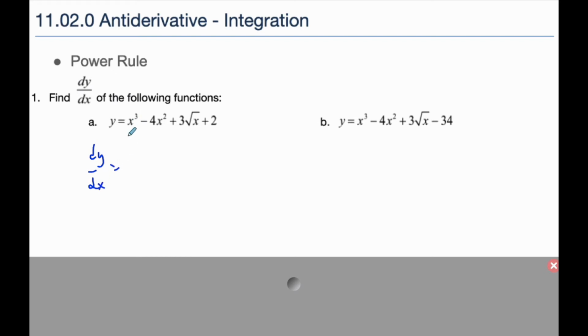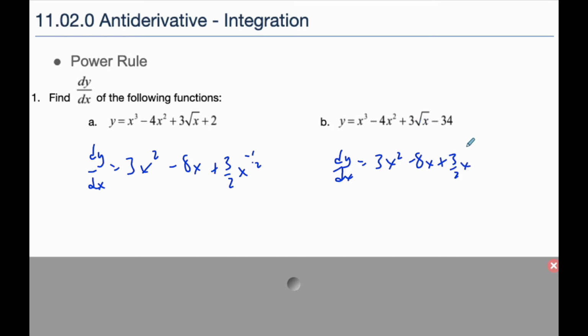And again, it's going to be 3x squared minus 8x plus, well, that 1/2 power comes down, so it's 3/2 x to the minus 1/2, doing that in my head, plus 0, because that just goes away. When I do this one, dy/dx, I look at this and I get 3x squared minus 8x plus, again, the 3/2 x to the minus 1/2, and the 34 goes away.